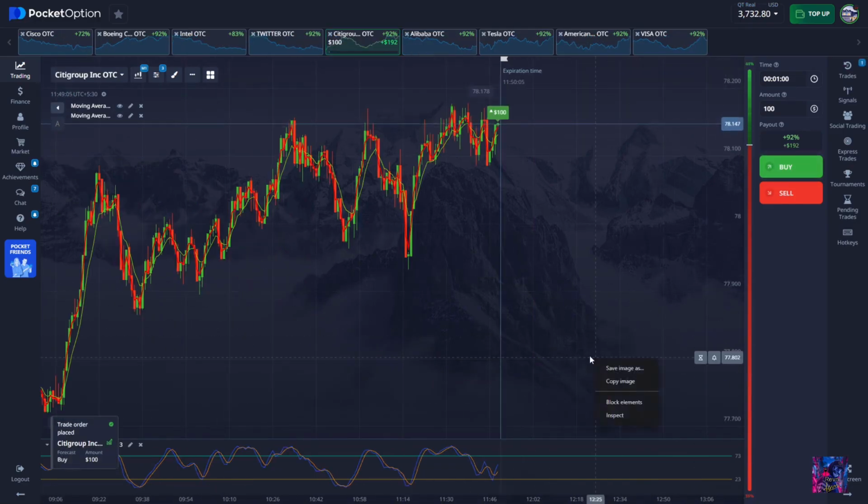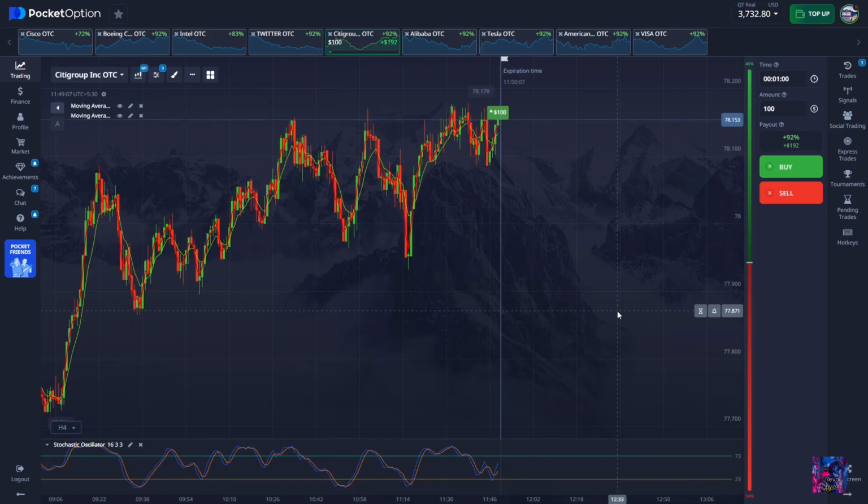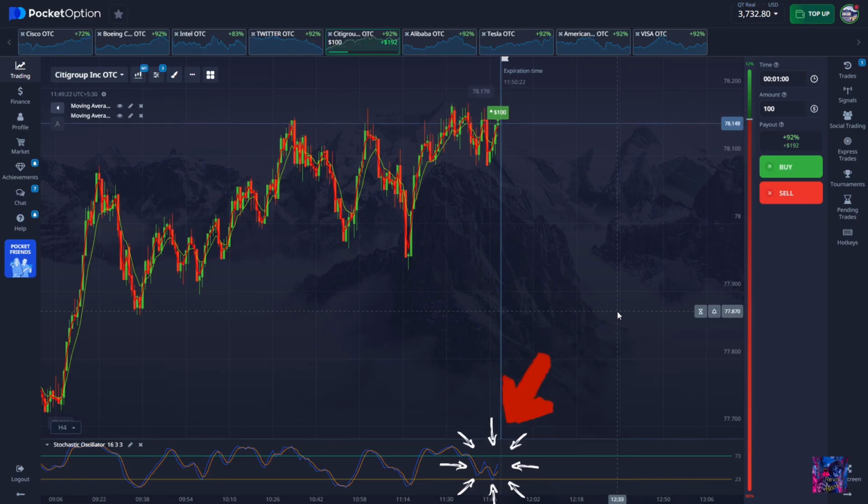Here I have taken a trade for upward direction. As you can clearly see, there is a trend line coming by, as well as the red line of the moving average crosses the green line in upward direction, and the stochastic oscillator is also coming up here. That's why we have taken a trade for upward direction.